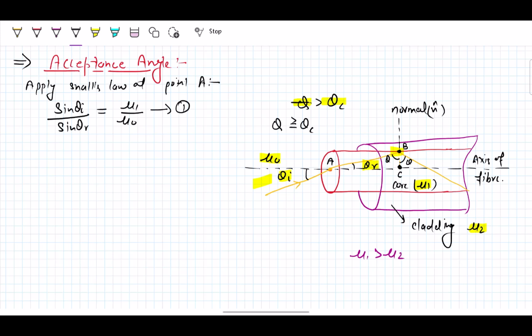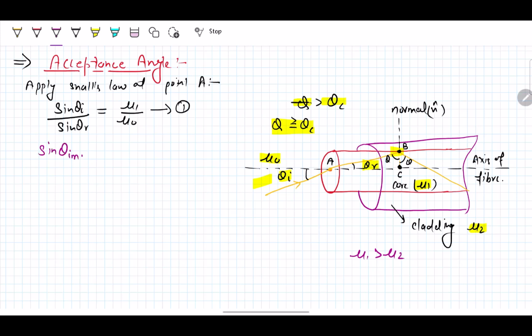If we decrease or increase this incident angle, this condition will be affected. We will not be able to get theta greater than the critical angle. Then light will escape towards the cladding. So I am going to take this theta I as theta I max, right? So here we can write theta I max.